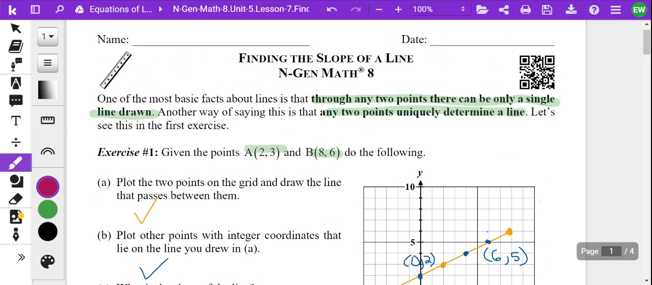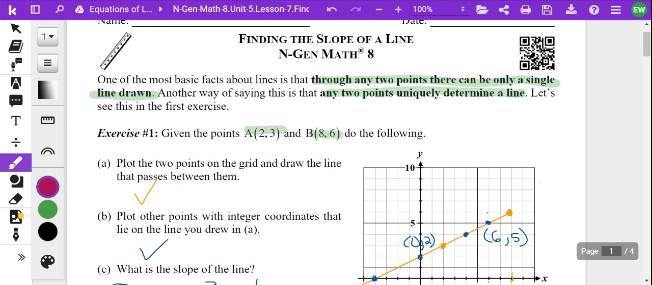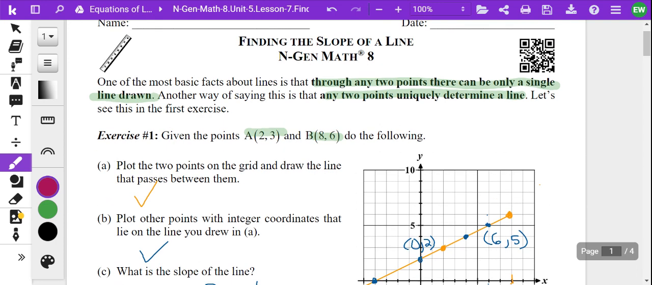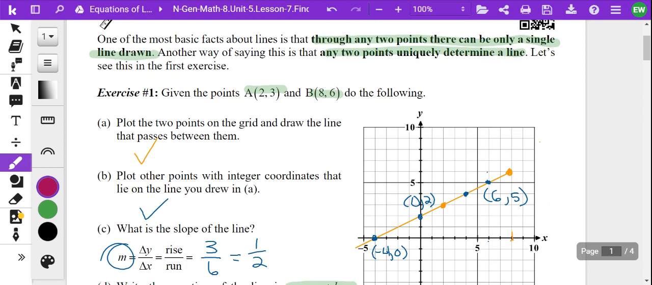So, we found out that lines pass through any 2 points and you can only draw one line based on those 2 points. And that's true. So, any 2 points uniquely determine a line. And our goal for this is finding the actual slope of that line. Once we draw the line, we can also figure out what the y-intercept is, okay?